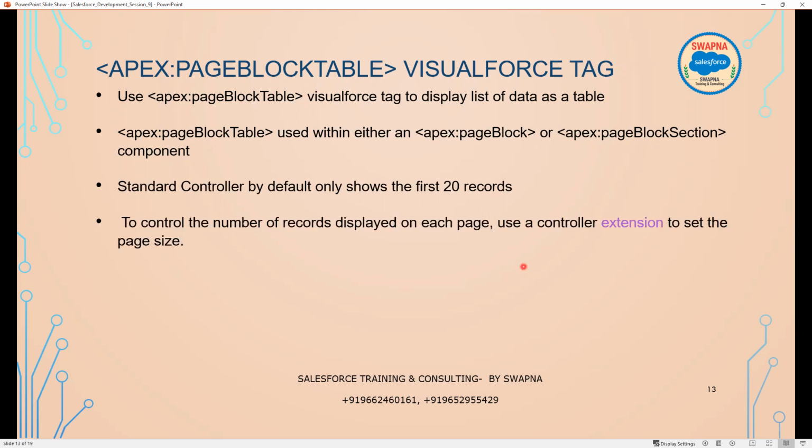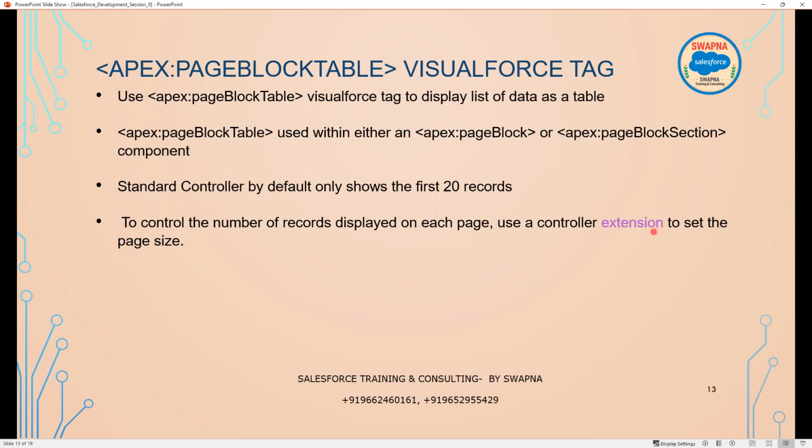Now, to control the number of records displayed in each page, we need to use the extension controller. On the page, we need to use the extension. This extension part, we will see when we go for Apex.